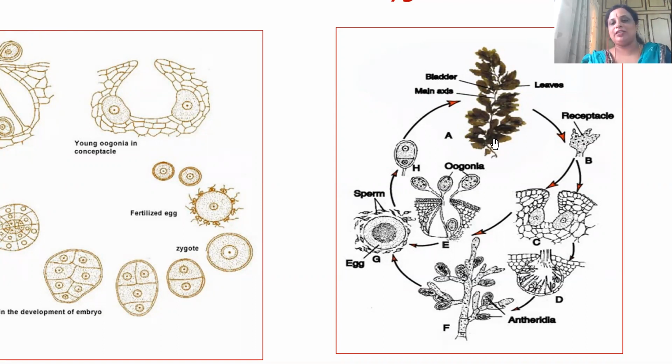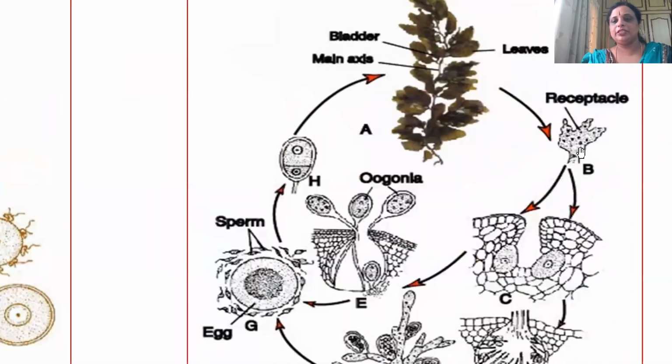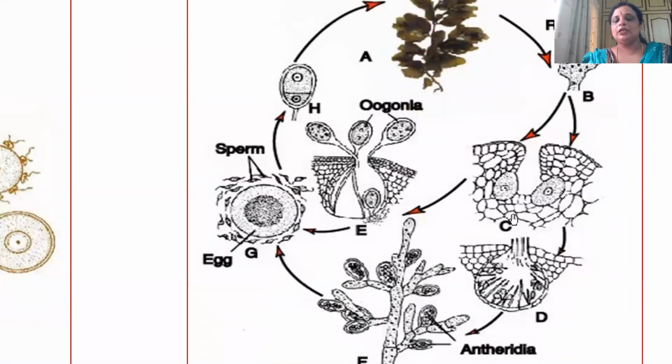They are called leaf-like structures. From the axils of these leaf-like structures, vesicles or air bladders are produced. They help in buoyancy, and from the axil of these leaf-like structures the receptacles are produced. If you see the receptacles, they have some cavities. These cavities are called conceptacles. These conceptacles are of two kinds. One is the female conceptacles, which produce the oogonium, and the male conceptacles produce antheridium.